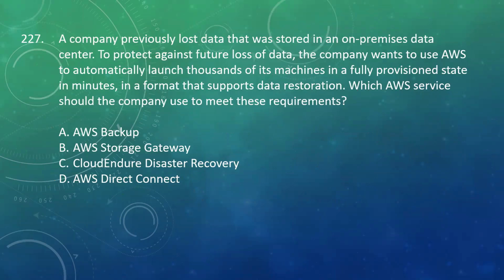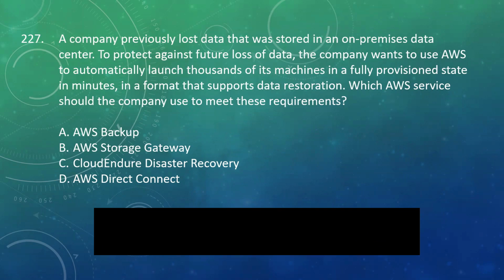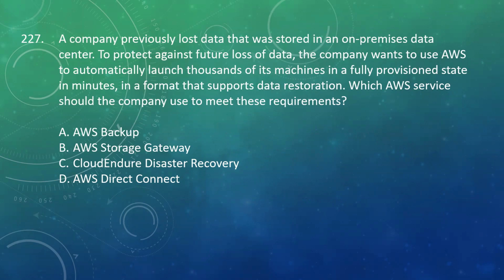A company previously lost data that was stored in an on-premise data center. To prevent or protect against future loss of data, the company wants to use AWS to automatically launch thousands of its machines in a fully provisioned state in minutes, in a format that supports data restoration. Which AWS service should the company use to meet these requirements? And the options are AWS Backup, AWS Storage Gateway, CloudEndure Disaster Recovery, AWS Direct Connect.